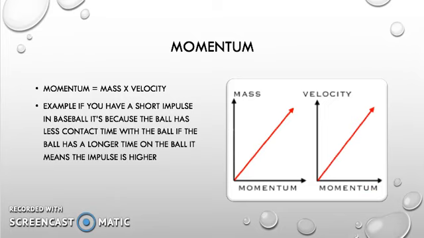Momentum. Momentum equals mass times velocity. Example, if you have a short impulse in basketball, it's because the player has less contact time with the ball. If the player has longer time on the ball, it means the impulse is higher.